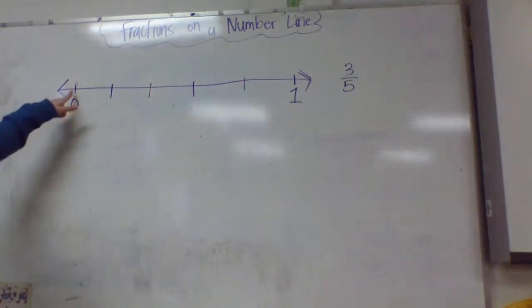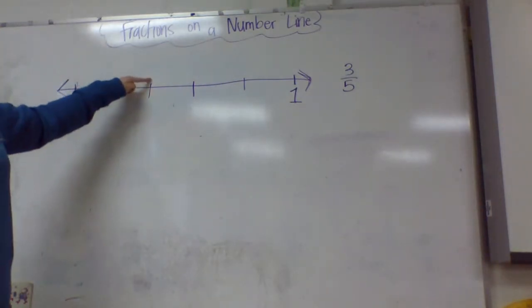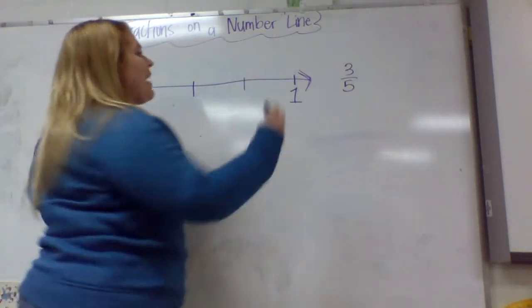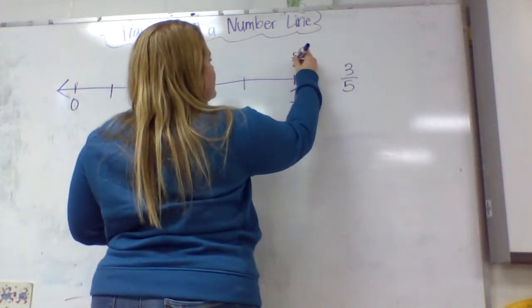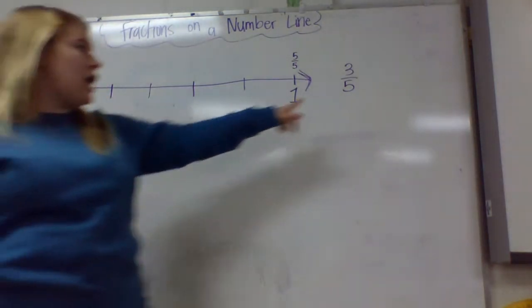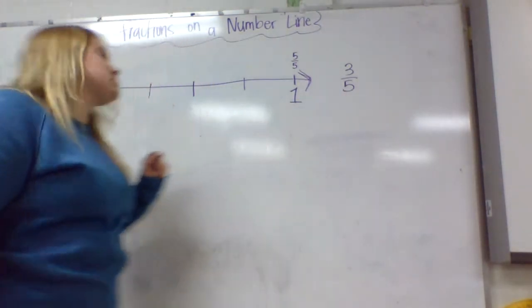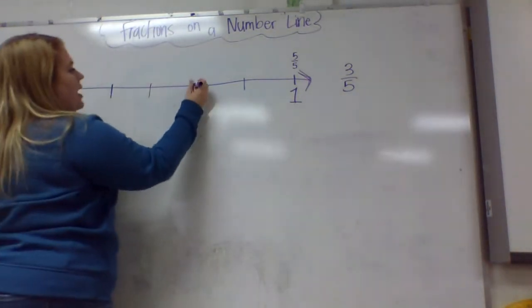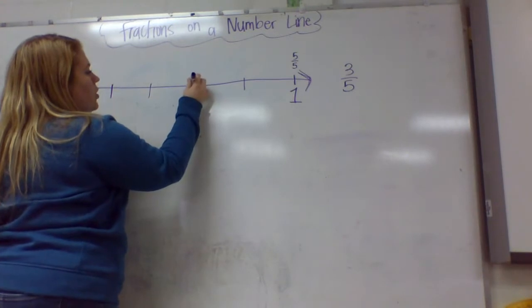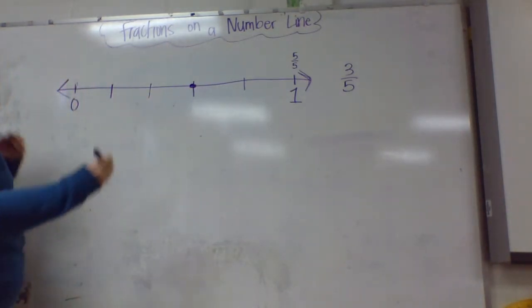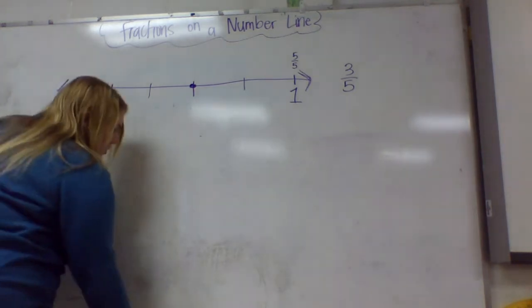If I were to count, I would have 1/5, 2/5, 3/5, 4/5, 5/5, and we know 5/5 is the same as one whole. So if we want to know where 3/5 falls on this number line, we're going to count 1, 2, 3. This would represent 3/5.